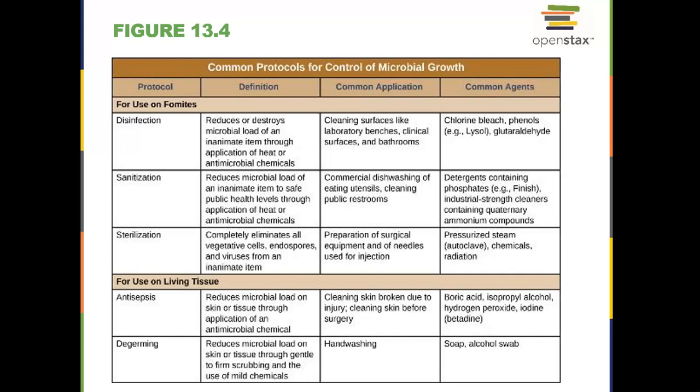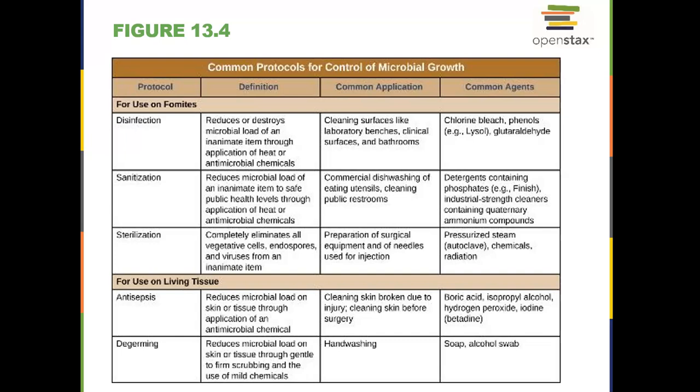This is for surgical equipment and needles used for injection. Pure pressurized steam, like an autoclave, which I'll show you guys in our lab. Chemicals and radiation. So those all can be used on an inanimate object. The other two are used on living surfaces because we can't use those harsh chemicals in those ways.